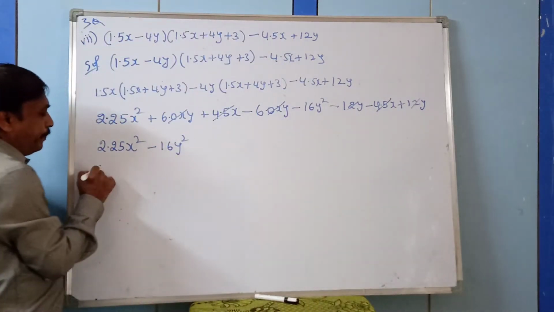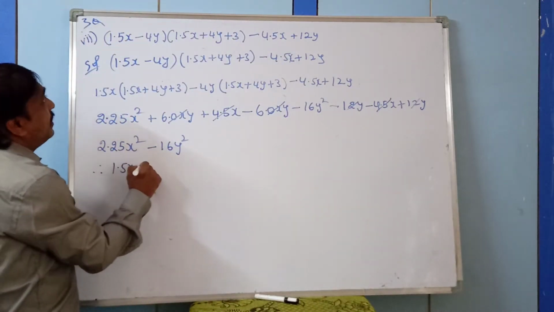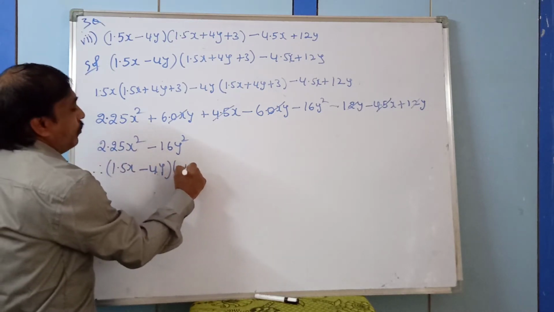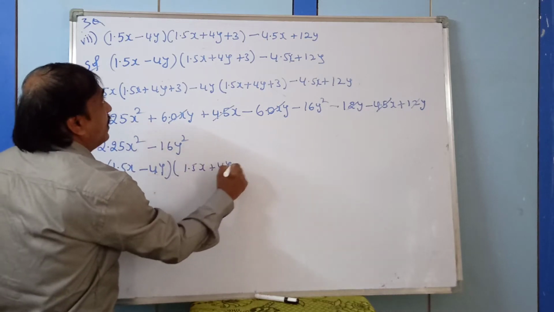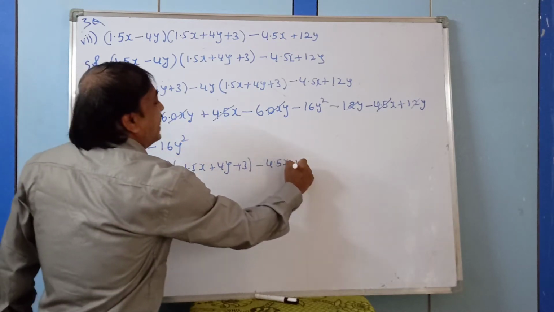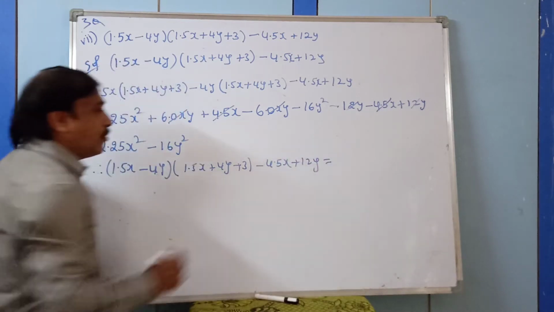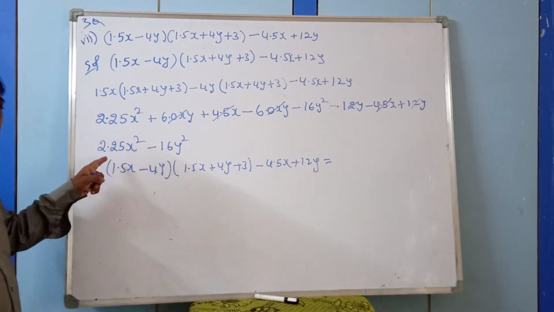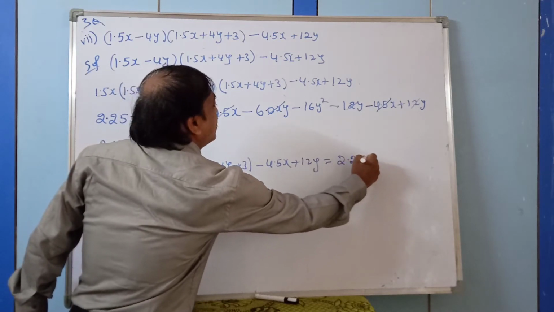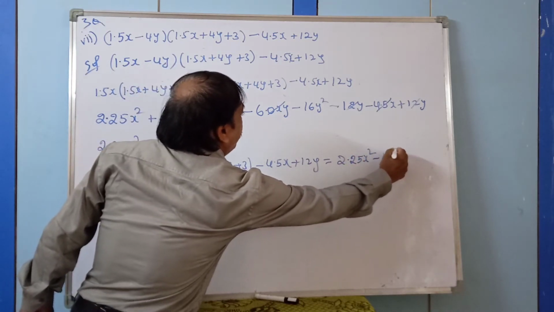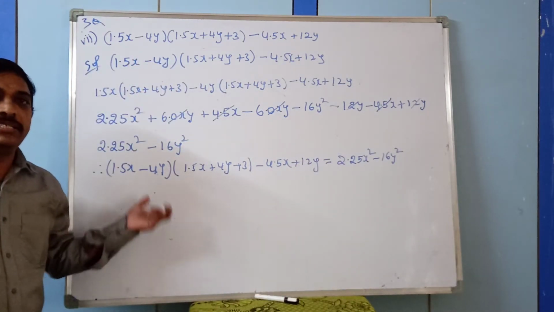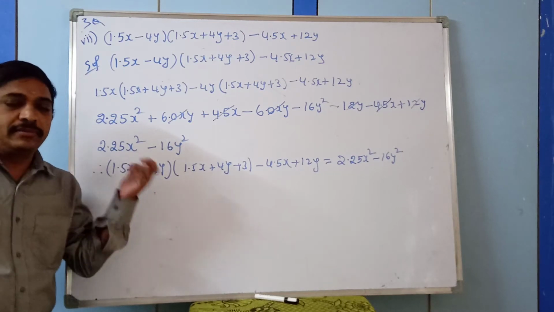So therefore 1.5x minus 4y into 1.5x plus 4y plus 3 minus 4.5x plus 12y is equal to, what is the product we got finally after simplification? After simplification we got 2.25x square minus 16y square. Is it clear? This is how we simplify. Right?